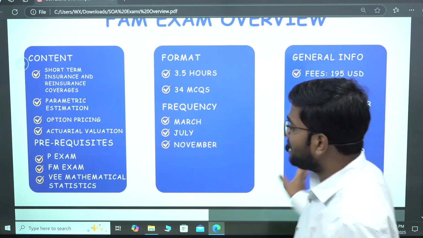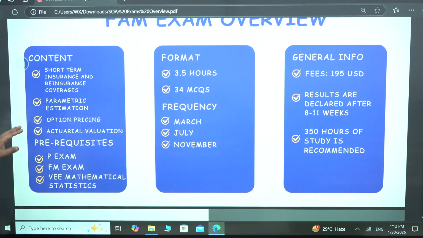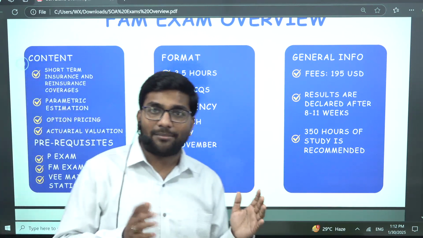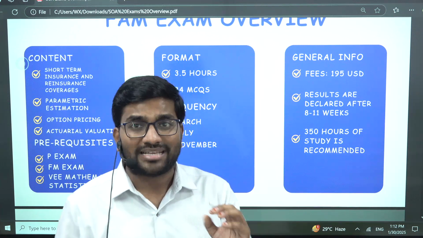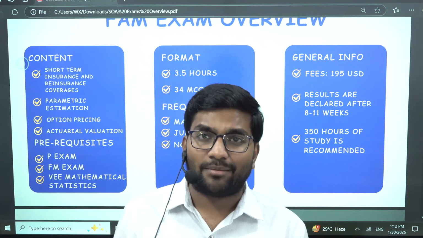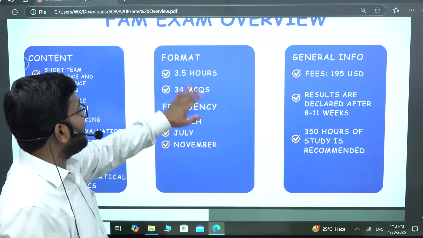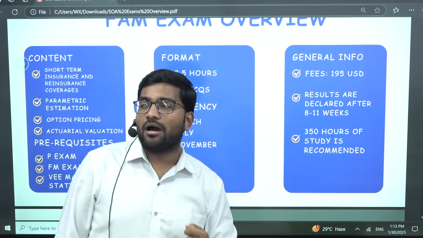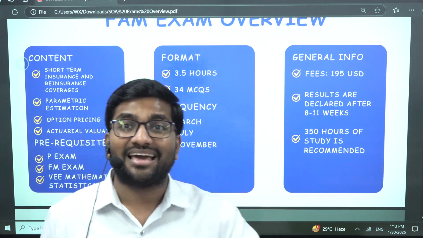So 350 hours of study is required, covering short-term insurance and reinsurance coverages, parametric estimation, option pricing and actuarial valuation. FAM again has 2 parts, FAM L and FAM S, but the exam happens only once in a single day, and you don't need to give 2 separate exams. I'm just talking about the course content. So there are 34 MCQs, and it's a 3.5 hour exam, offered 3 times in a year. The main problem with the FAM exam that you will face is that the results are not declared instantly like the SRM exam.